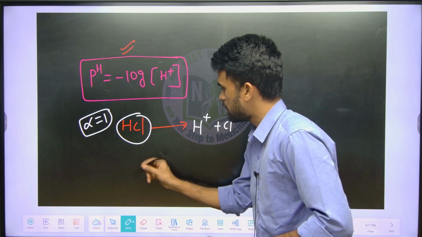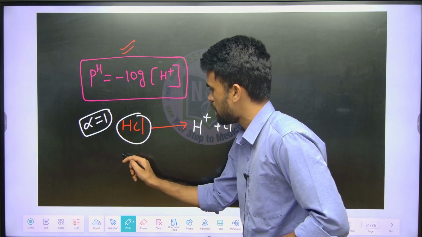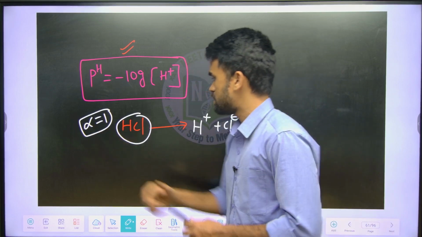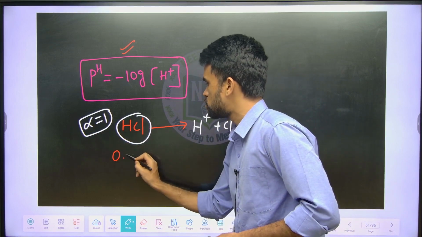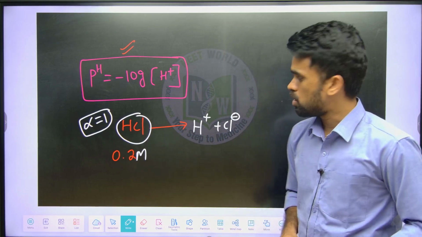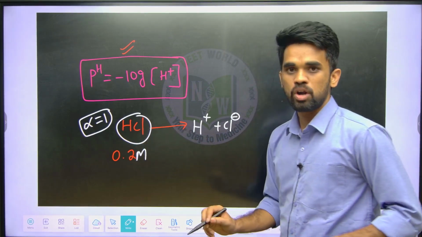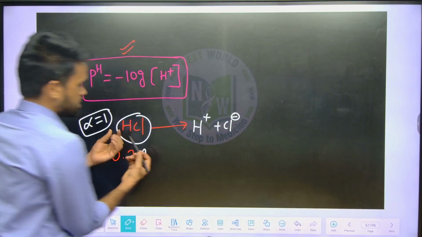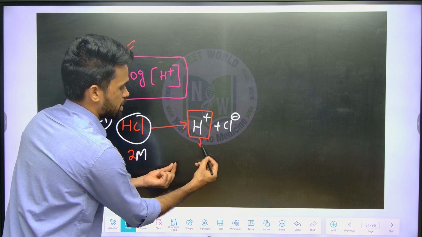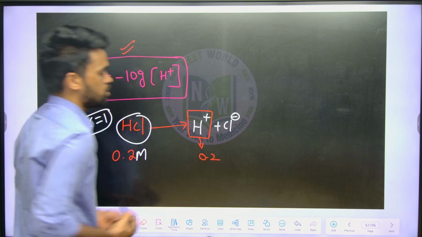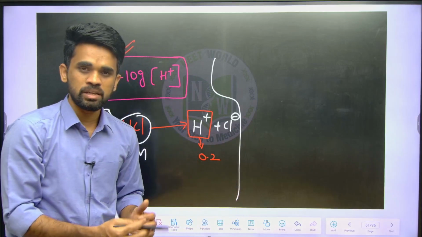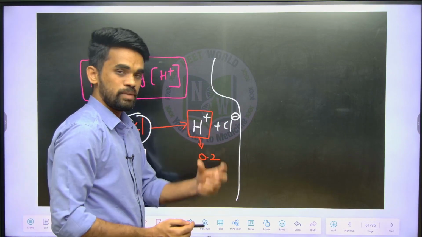For example, I am taking HCl concentration as 0.1 molar, or HCl concentration as 0.2 molar. Okay, this is the concentration of HCl. Since it has 0.2 molar concentration, the same amount of concentration is there for its H plus ion also. This will also be 0.2. But the same story will not be seen in the case of weak electrolytes, that is, weak acids.